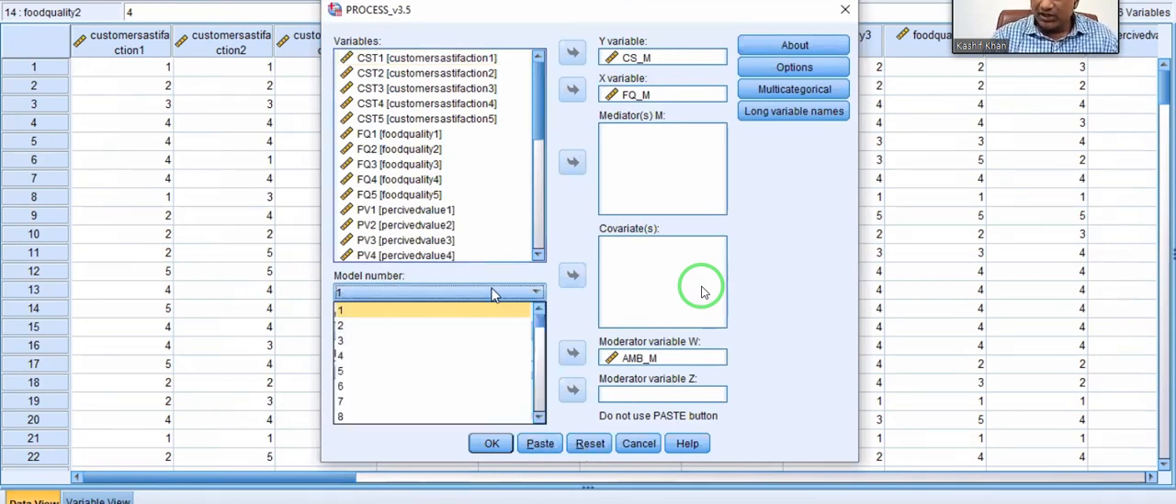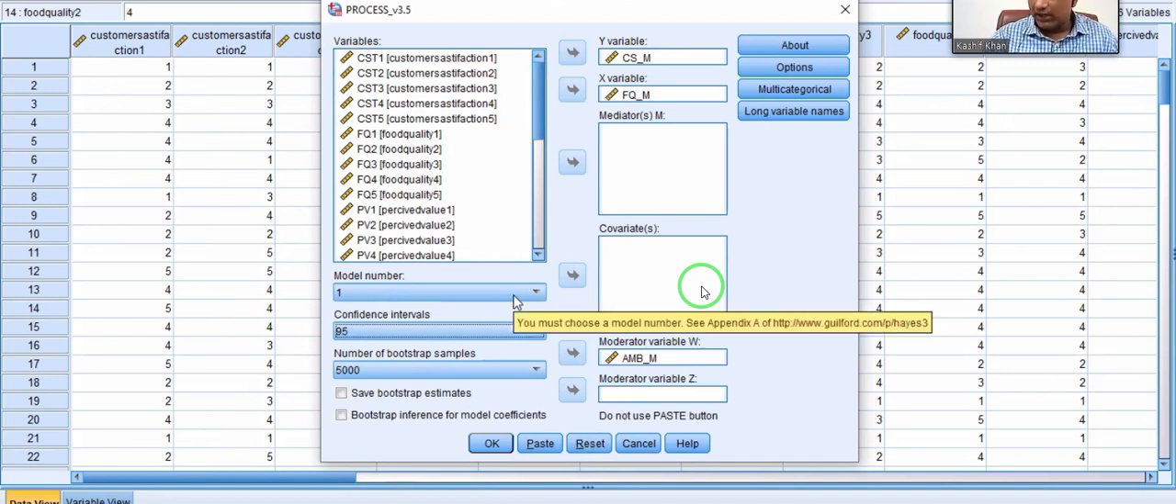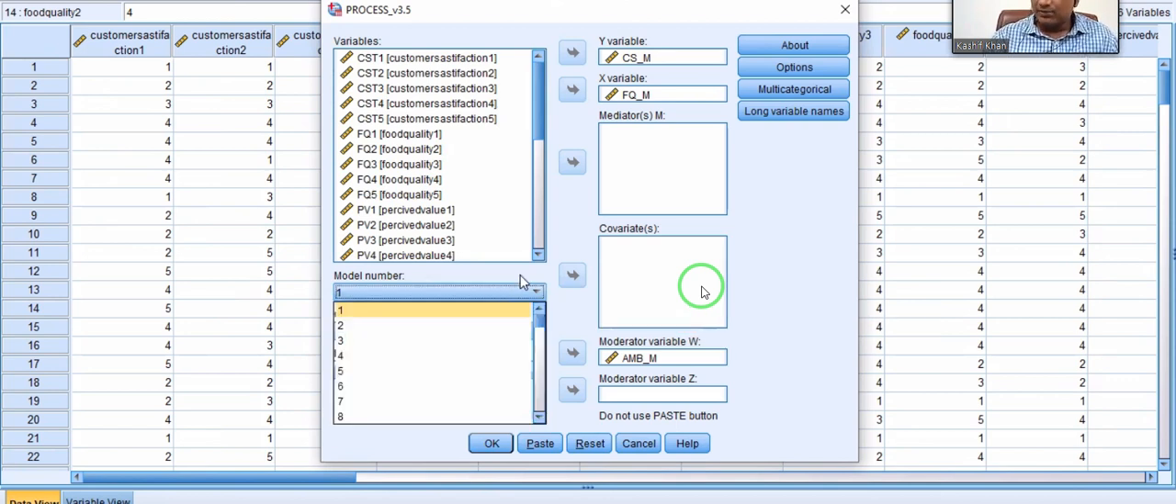It is an important thing that when we are doing simple moderation, I am selecting model 1. I'm selecting confidence interval 95, and I'm selecting 5,000. This is extremely important. Extremely important, don't get it wrong. So for this, I've selected model 1, and I'll be sharing a file to show you why I'm selecting model 1. So this is model 1.